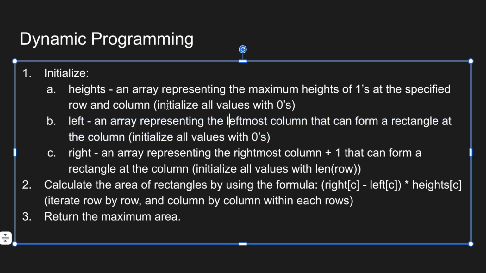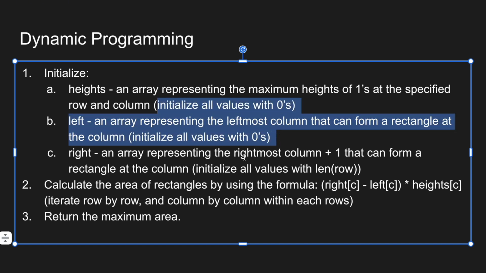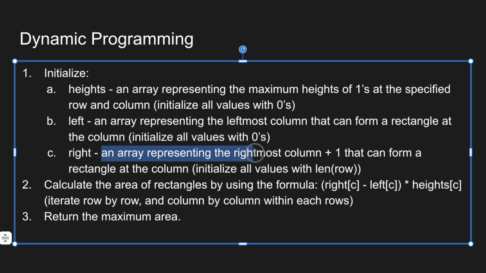And for both left and heights, we will initialize all values with zeros, and for right, it will be an array representing the rightmost column plus 1. So we will take the rightmost column and add 1 to that value, the rightmost column plus 1 that can form a rectangle at that column, and we will initialize all values with the length of the row. So if the length of the row is 5, we will initialize all values to 5.